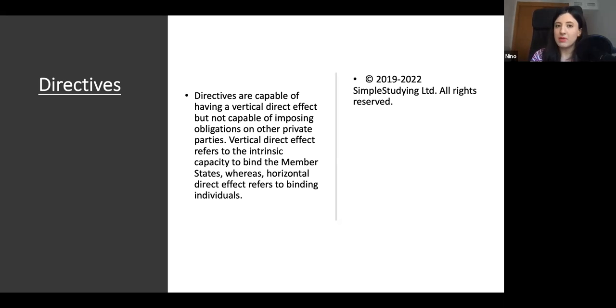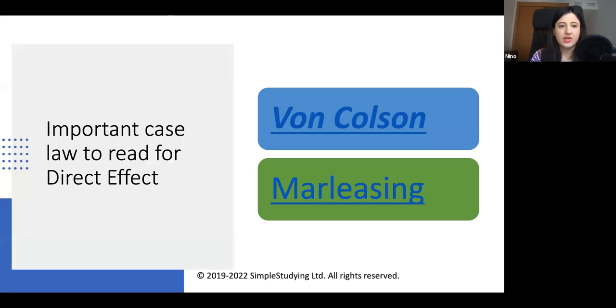But we have an example answer on this on the website, and I highly recommend you go to our example essays on EU law and have a look at our example essays on directives and direct effects. It's a first class answer, so I highly recommend that you read it in detail. Other important cases that you should be reading about direct effect are von Colson and Marleasing. When you receive the slides after this session, you can have a look at these cases on our website.